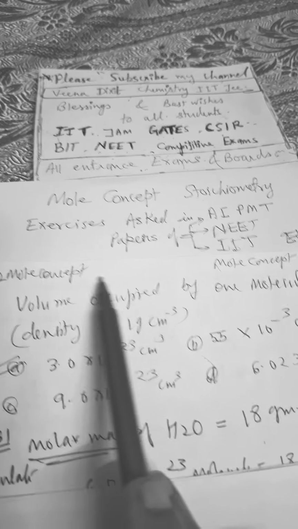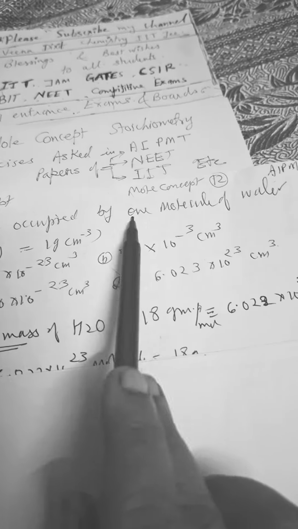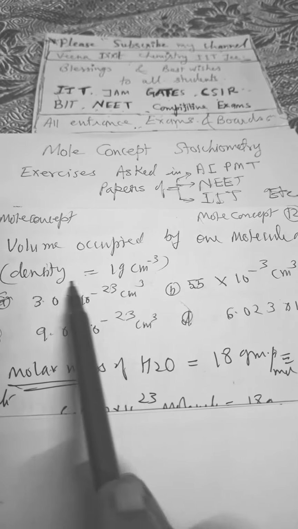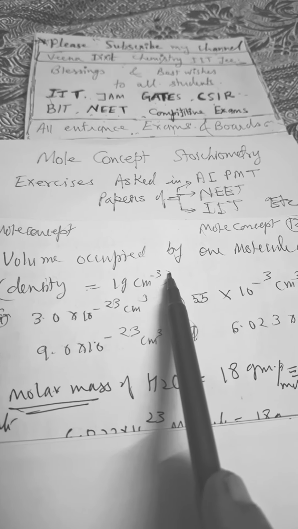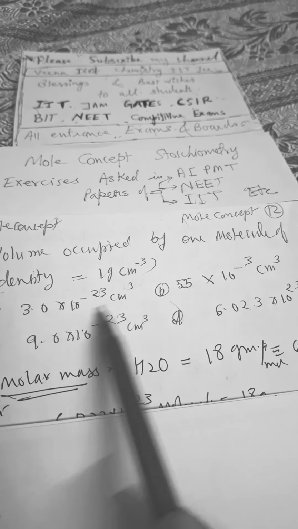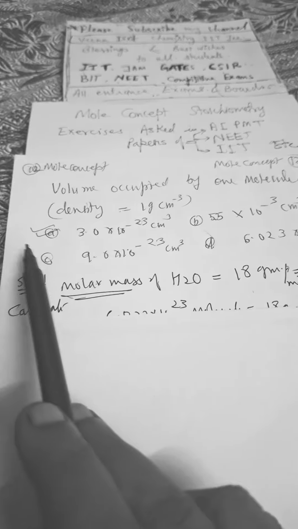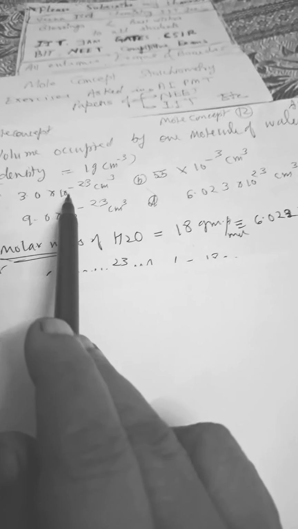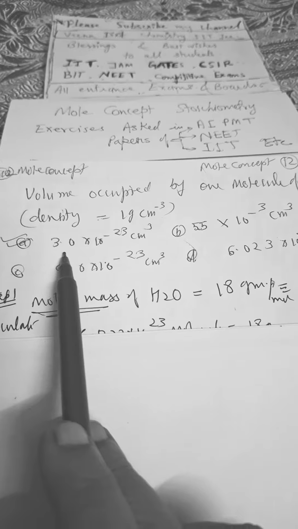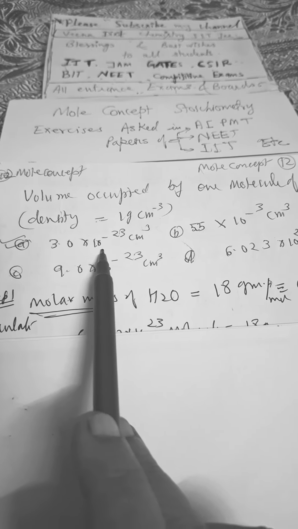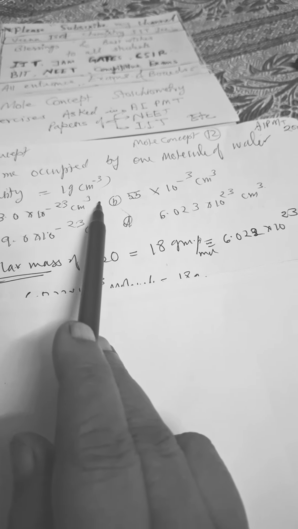Mole concept, we are discussing the volume occupied by one molecule of water. Density is 1 gram per centimeter cubed. Options are given to you; note down these options. I selected A, 3.0 × 10^-23 centimeter cubed.